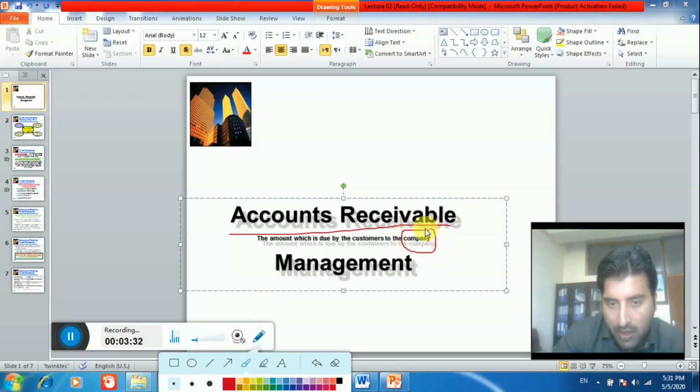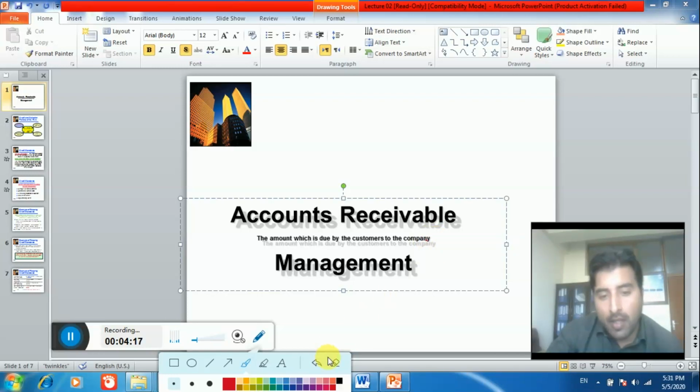Look here. Whenever a company is selling goods on account to customers, by account we mean on credit, meaning the company will collect the amount back from them in a month, 2 or 3 months, not immediately. Simple as that. So that amount which is payable by customers to the company is called accounts receivable. I hope you got what we mean by accounts receivable.